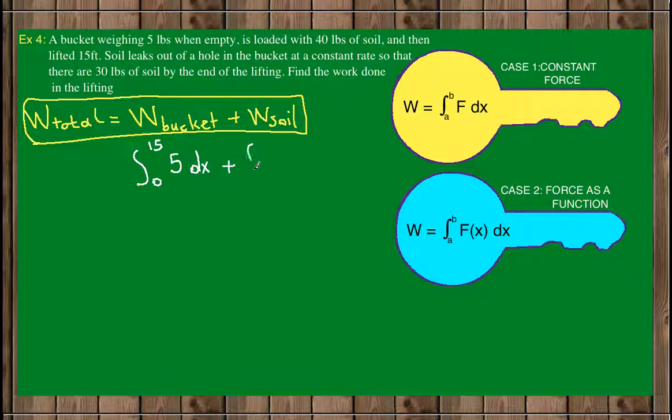Plus integration from 0 to 15. So we need to find f of x. At the beginning, our bucket is 40 pounds filled, so this point is (0, 40). And at the end of the 15 feet, the bucket has 30 pounds of soil. So this point is (15, 30).